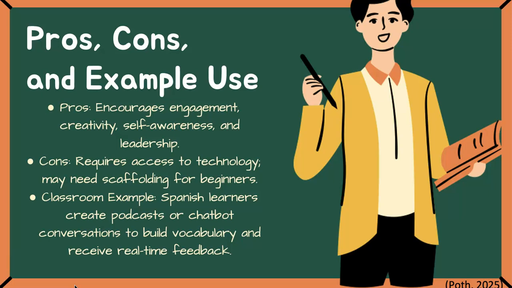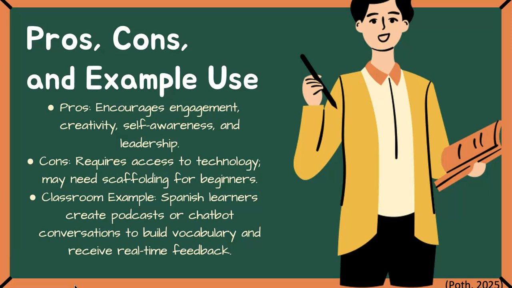Here are some pros, cons, and example uses. There are many strengths to this approach. The first is that it boosts engagement by making learning interactive and fun. It also encourages creativity by allowing students to express themselves in various formats. Some of these may include podcasts, videos, and AI chat conversations. It can also foster leadership and self-awareness, as students are often asked to design their own projects or reflect on their learning.